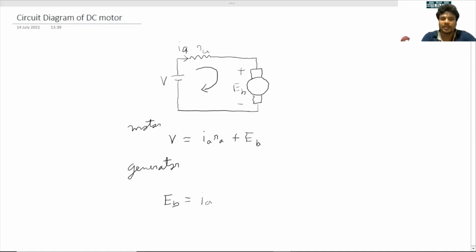So EB will be equal to IA RA plus VT. VT is the terminal voltage across these 2 points. So EB is equal to IA RA plus VT. This is the general equation which we are going to use in understanding the analytical performance of the machine.